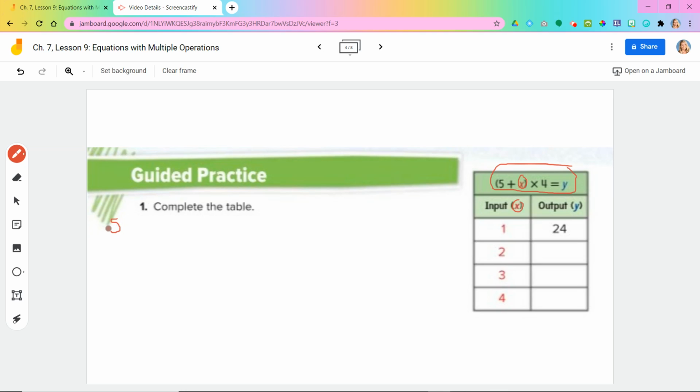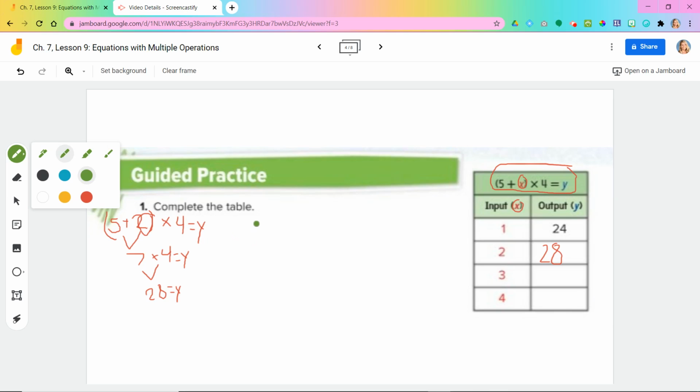So what you can do is go ahead and rewrite this equation. For x, I'm going to write 2. So (5 + 2) times 4 equals y. It's really important to make sure that you write it exactly as it is up here, because you will get it wrong if you don't. PEMDAS says that I have to do my parentheses first, so I get 7 times 4 equals y, and 7 times 4 is 28. So when x is 2, y is 28.